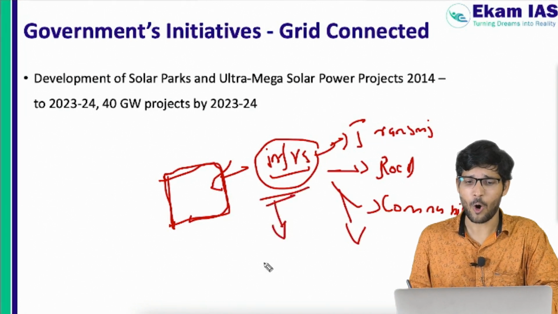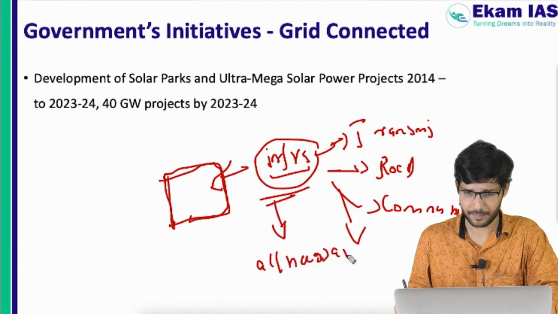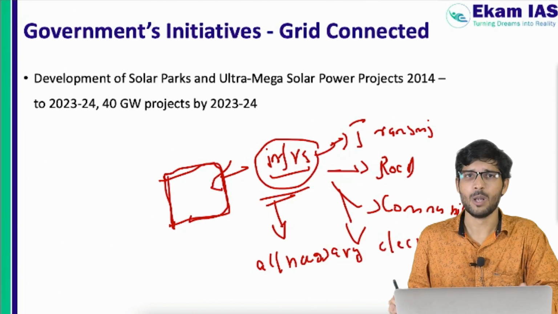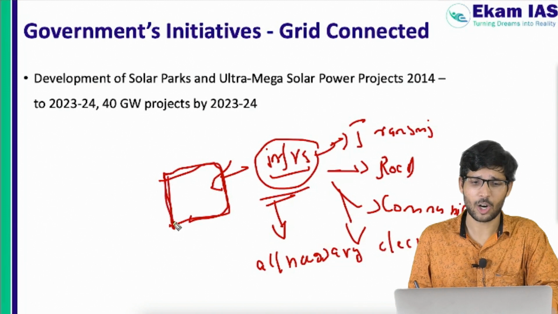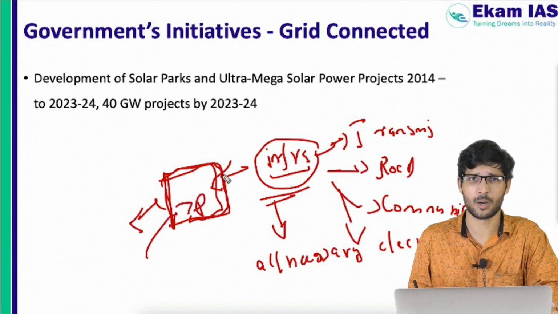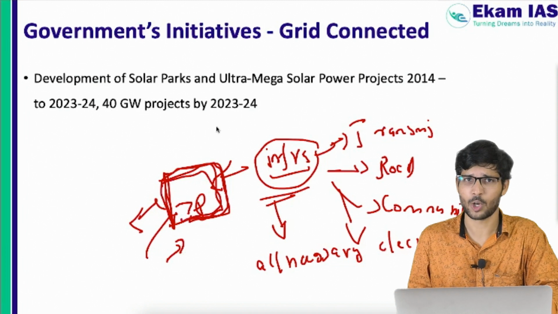And also all necessary government clearances will be already inbuilt in the system. That means this solar park will have already been given all the necessary clearances. So anyone setting up a power plant here will not have to go to the government. Any person can come here and set up his power plant. Everything will be taken care of. That is the main advantage of solar parks.